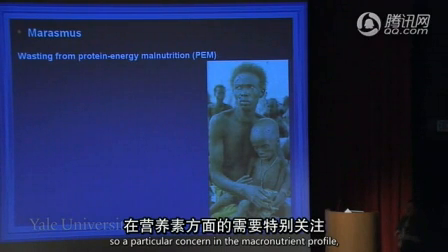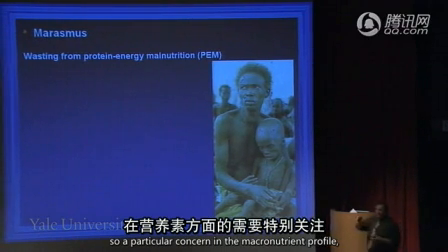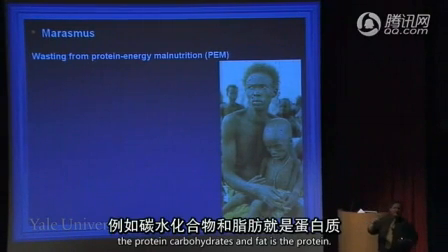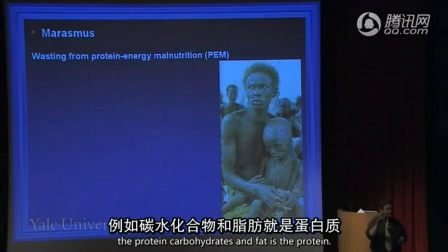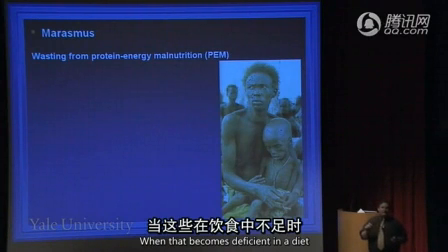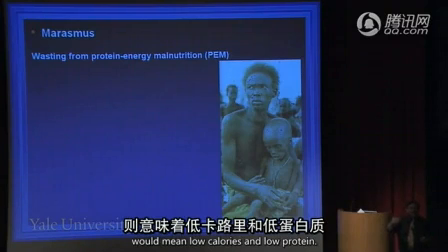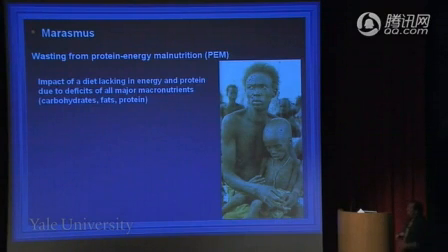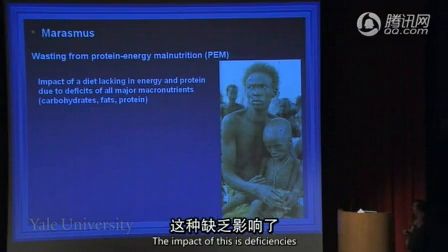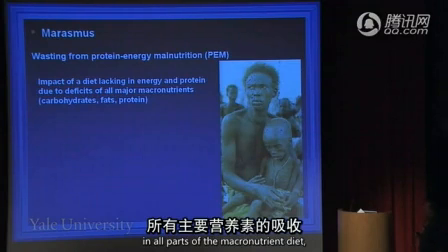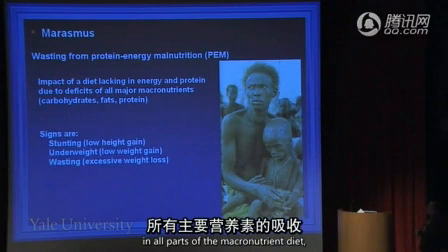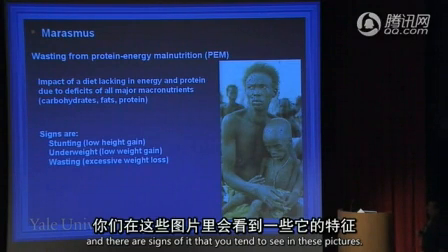So a particular concern in the macronutrient profile, the protein, carbohydrates, and fat, is the protein. When that becomes deficient in a diet, this condition tends to kick in. Protein energy malnutrition would mean low calories and low protein. The impact of this is deficiencies in all parts of the macronutrient diet, and there are signs of it that you tend to see in these pictures.